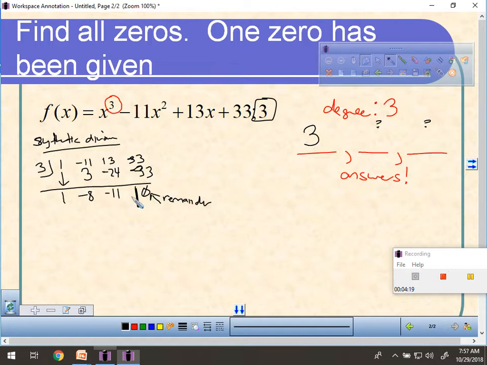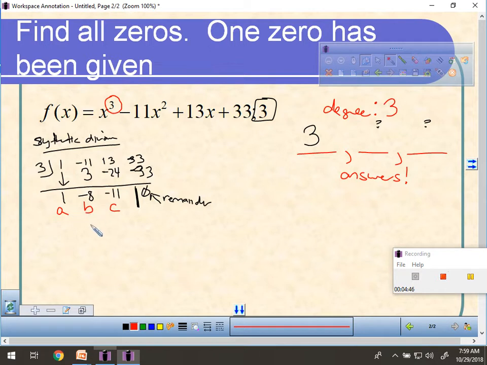So since my 3 is an answer, I know I'm going to get a remainder of 0. Now what gets left behind, what I'm going to have remaining, is a quadratic function. This is my value for A, B, and that's my value for C. And so this is my quadratic function that gets left behind.